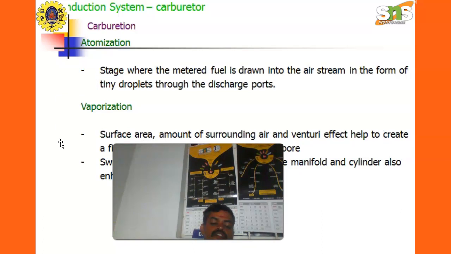Atomization is the stage where the metered fuel is pulled into the airstream in the form of tiny droplets through the discharge ports. Vaporization: surface area, amount of surrounding air, and venturi effect help to create a fine mist of fuel below the venturi in the barrel. Turbulence and heat within the intake manifold and cylinder also enhance vaporization.